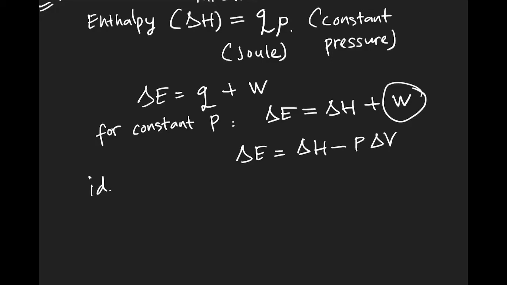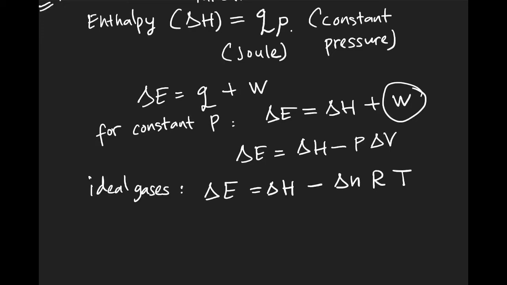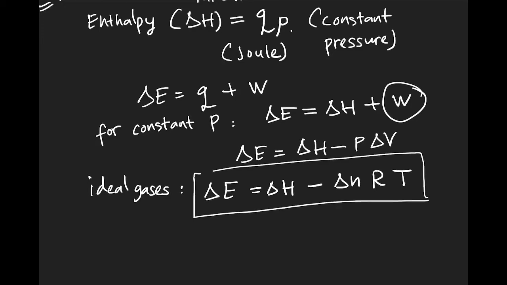In the case of ideal gases or reactions that involve ideal gases, we can also write this down as delta E equal to delta H minus delta n RT. Again, the keyword here is at constant pressure.